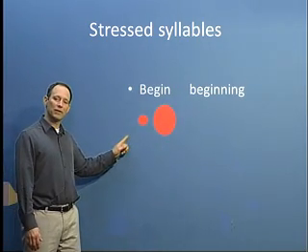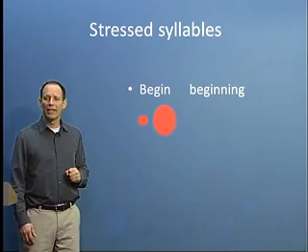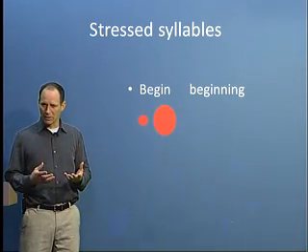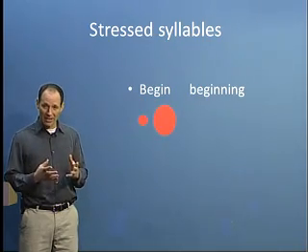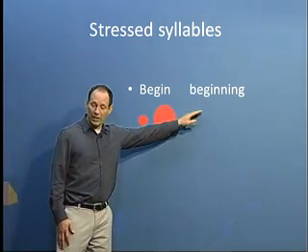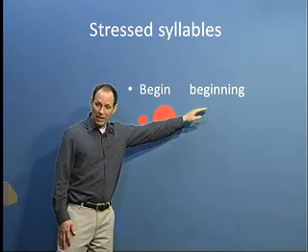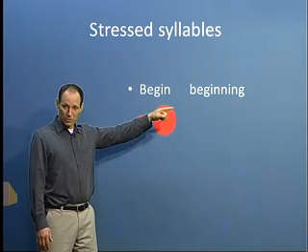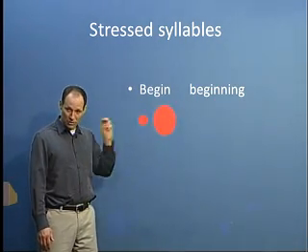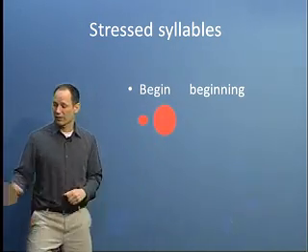And when the second syllable is stressed, what we're saying is this second syllable is the more important syllable. When the second syllable is stressed, that is when we will follow that consonant-vowel-consonant rule and double the last letter. So beginning has two N's because it's a two-syllable verb and the second syllable is stressed.